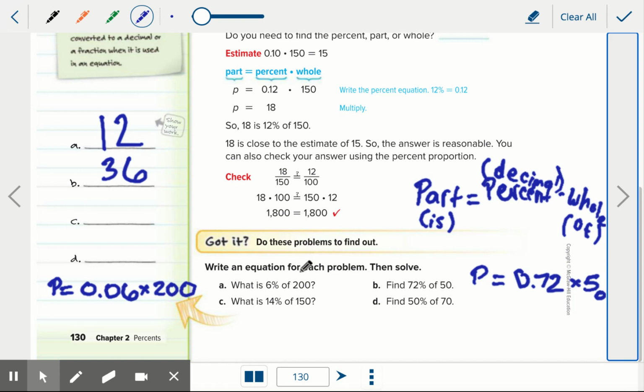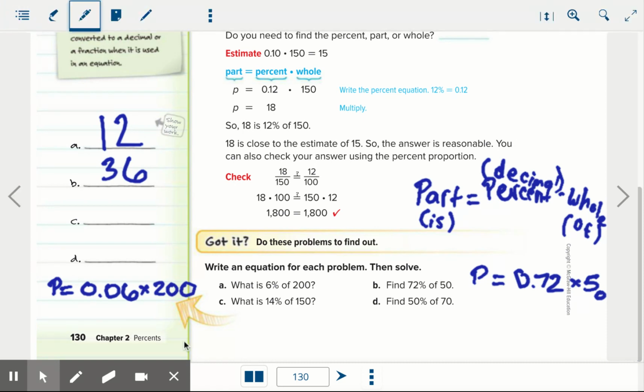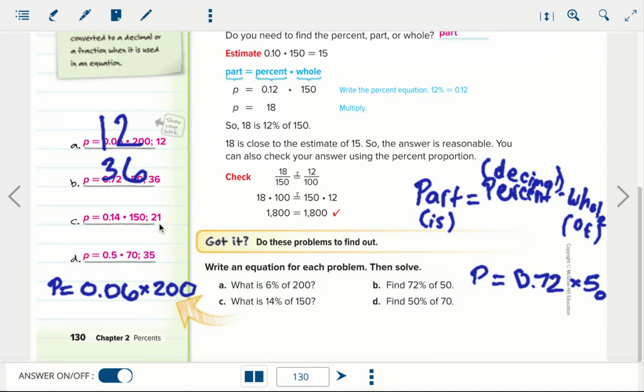All right. So if you go ahead and try letter C and letter D, again, on these, we're all looking for the is, the part, because it says, what is 14% of 150? Find 50% of 70. What'd you get? If you didn't get it yet, I want you to hit pause and try it. Okay? You should have gotten 21 for C and 35 for D. All right, let's keep going.